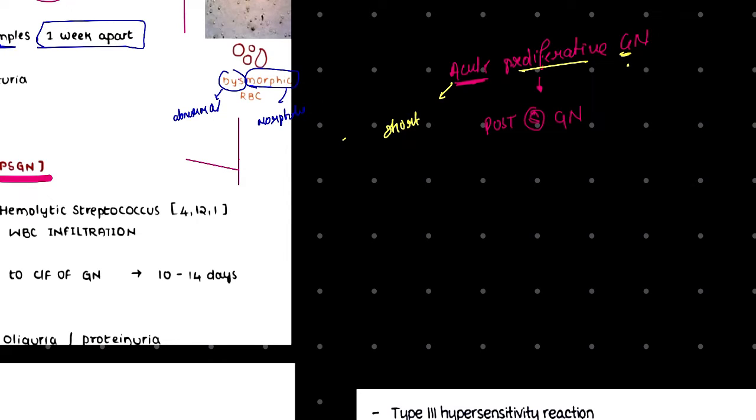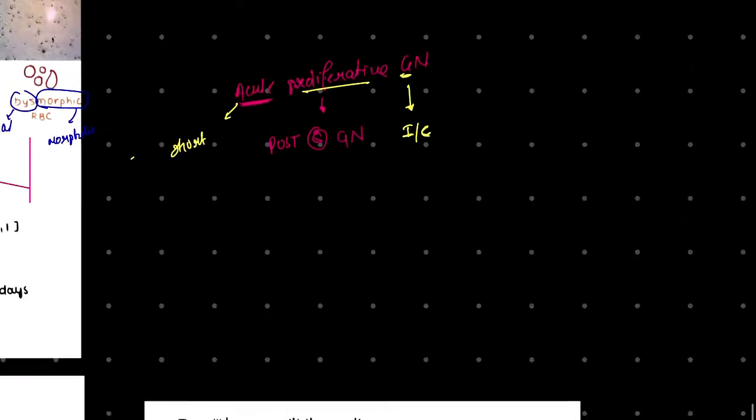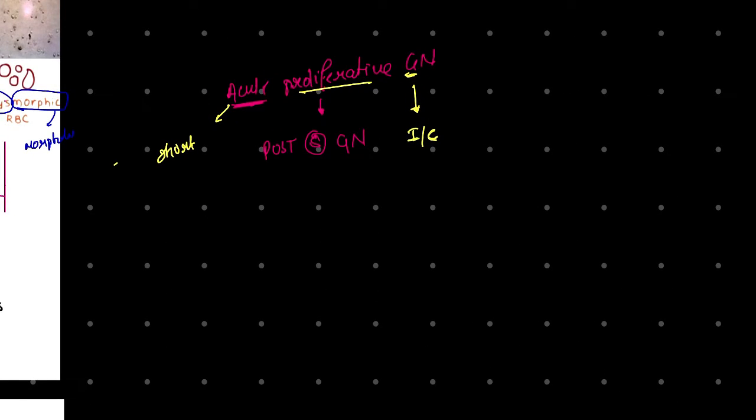Now, this acute proliferative glomerulonephritis will occur due to the formation of immune complex, right? As we have already mentioned, it will occur because of the formation of immune complex. Now, what are the sources of this immune complex? One is the exogenous source, and another is the endogenous source, right?